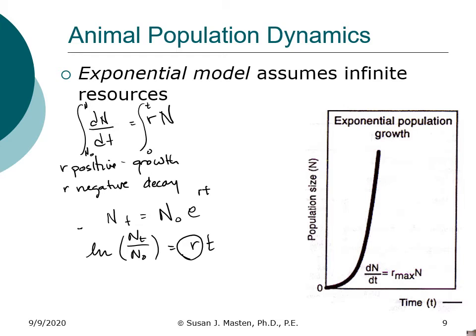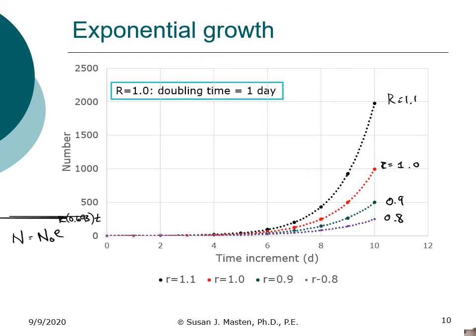So that is this expression right here. And then we can take the log form of that and write it in this form. If r is positive, we have growth. If r is negative, we would have a decline in population.